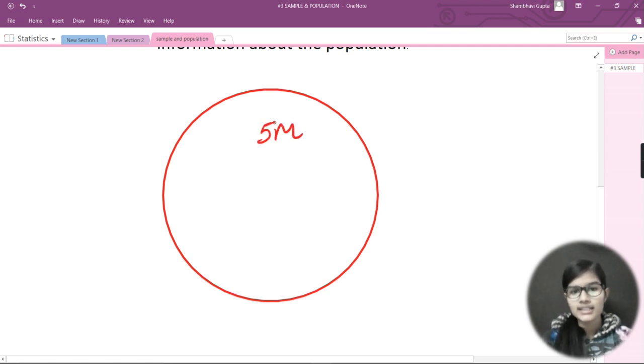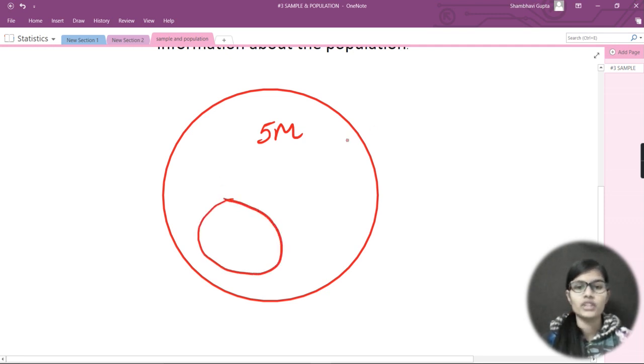It isn't easy to go to each and every person of the 5 million population, check how many hours they sleep, and then take the mean. I can't do this. So if I want to take data and do some sampling, here comes the role of sampling.